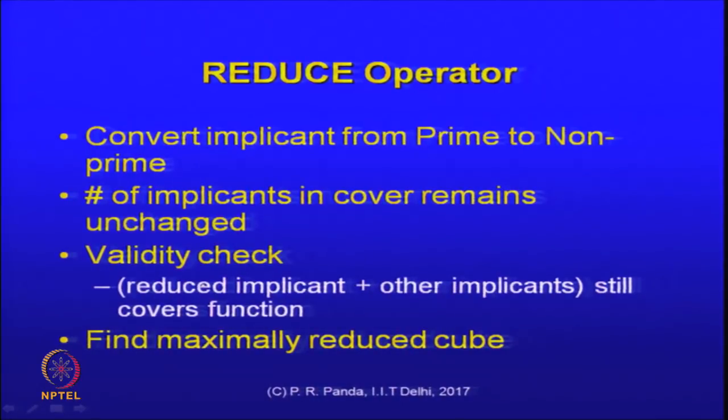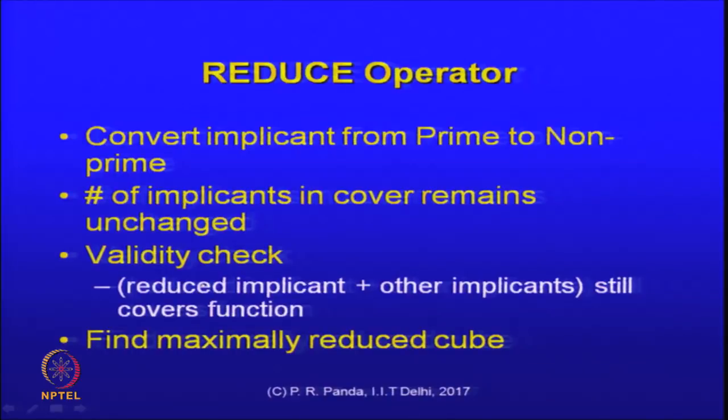However, the number of implicants in the cover still remains unchanged. In fact, even because of expansion, the number is not changing. It is just that redundancies are created in the process of expansion. We will drop them as part of a different operation perhaps. So, the number is not changing, and a validity check needs to be made, just like in the expansion case. I made the validity check that we are not intersecting the offset.